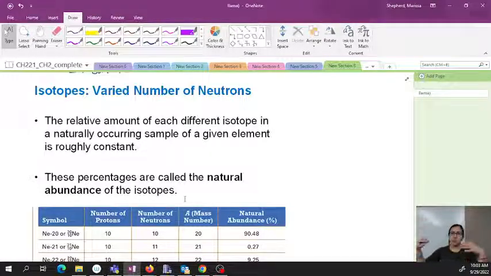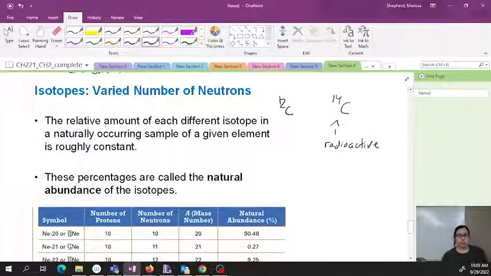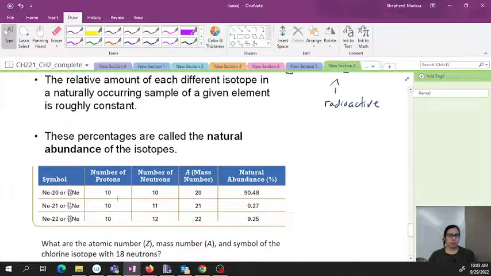Obviously, as you go into the heavier elements, they can handle a large number of neutrons better. But with carbon, it's so small. So carbon-12 is stable, while carbon-14 is radioactive. But all these things relate to their natural abundance.